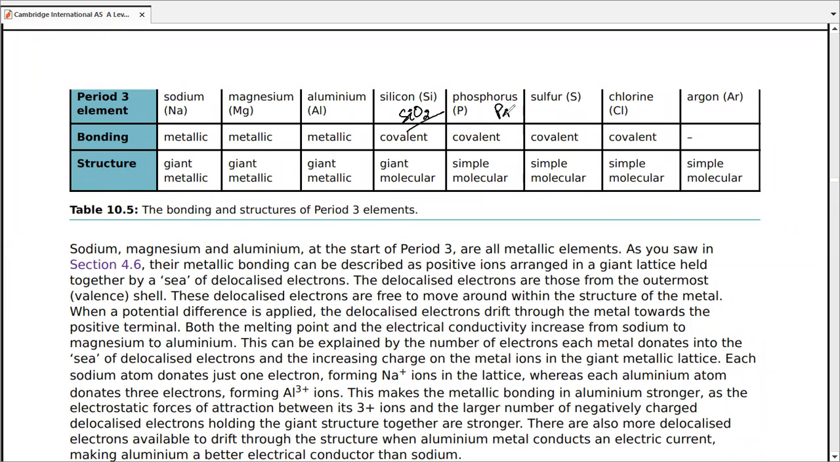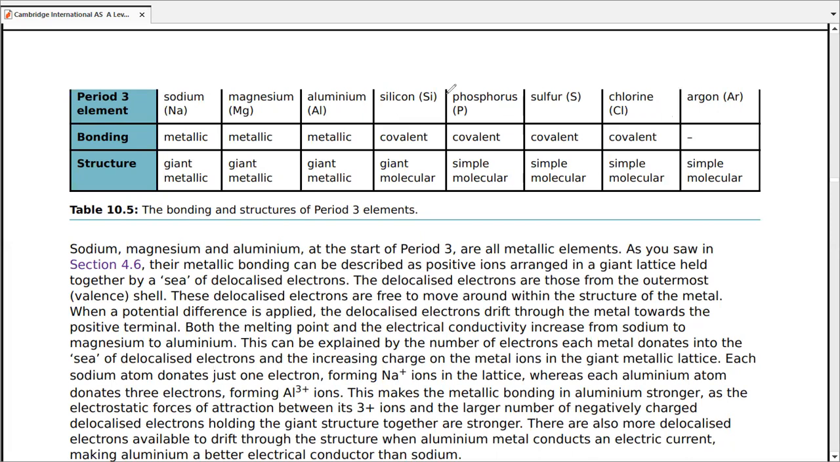Phosphorus has been considered for P4, sulfur has been considered for S8, and Cl has been considered for Cl2. So simple molecular. So is Ar, since it's a monatomic molecule, a molecule that consists of a single atom. Okay, so metallic, giant molecular, simple molecular goes on to simple molecular again. I hope you get the points about bonding and structure.